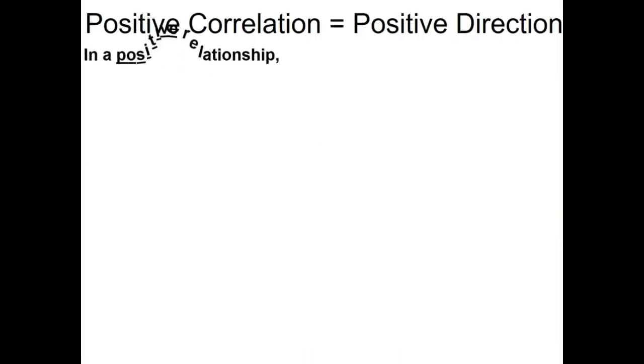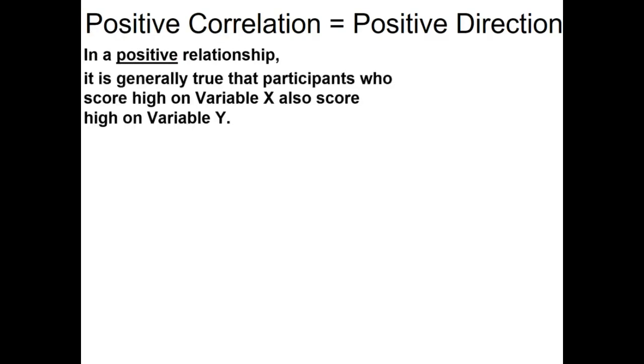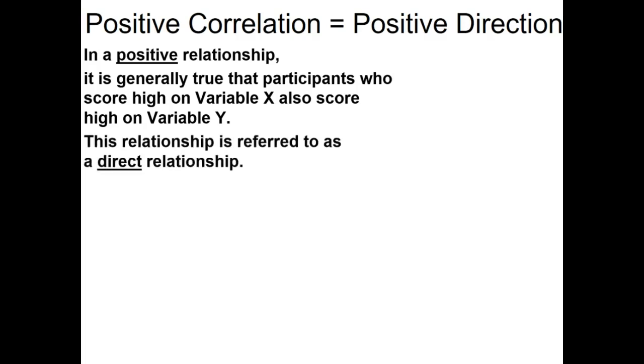In a positive relationship or correlation between variables, it is generally true that participants who score high on variable x are also likely to score high on variable y. And of course, this means that participants who score low on variable x are likely to score low on variable y. This relationship is referred to as a direct relationship. Variable x and variable y appear to vary in the same direction. You will often see a visual showing two up arrows or two down arrows.